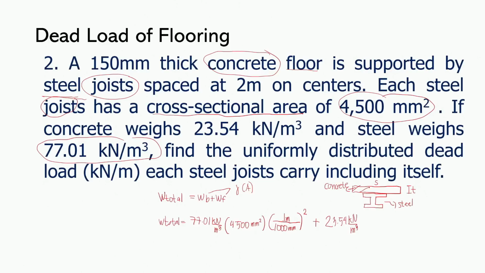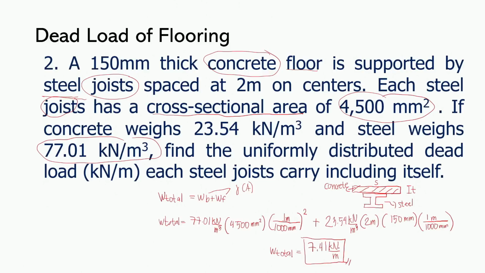And so this area, which is the cross-sectional area to be used for the weight of the flooring, that's S times T. And so this will be S, which is 2 meters, multiplied by the thickness, which is 150 mm. Now we have to convert that one into m. So 150 mm times 1 m over 1000 mm. That will give us 7.41, and then this is in kN per m. And then this is W total.